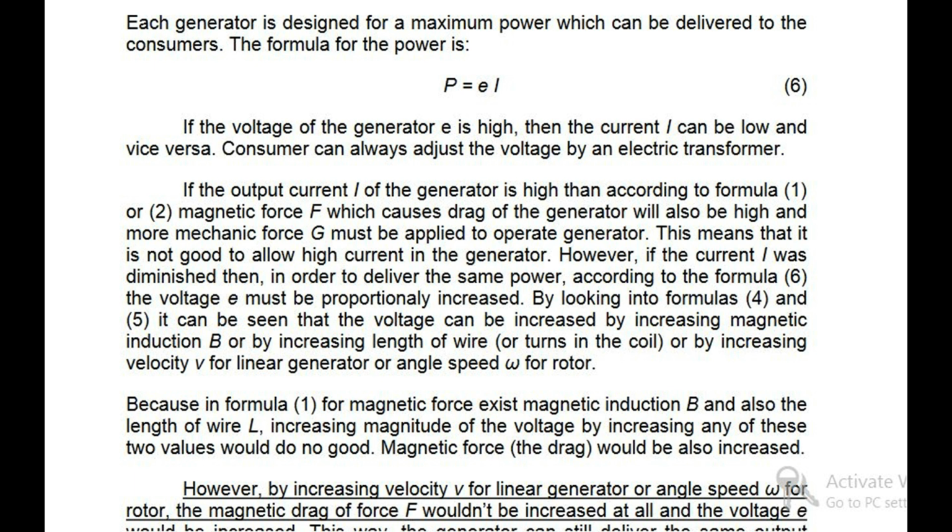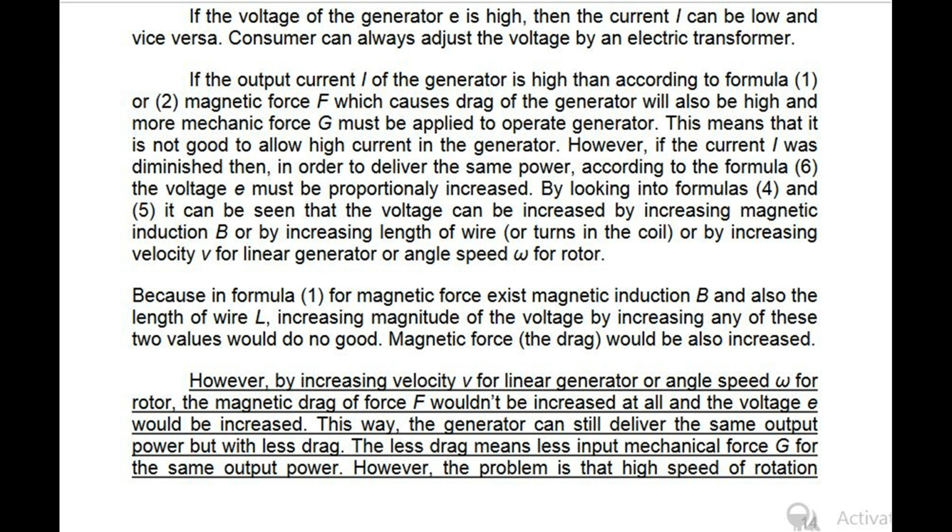By looking into formulas 4 and 5, it can be seen that the voltage can be increased by increasing magnetic induction B, or by increasing length of wire, or turns in the coil, or by increasing velocity v for linear generator, or angular speed for rotor. Because in formula 1, for magnetic force, there exist magnetic induction B and also the length of wire L, increasing the magnitude of the voltage by increasing any of these two values would do no good. Magnetic force, the drag, would also be increased.